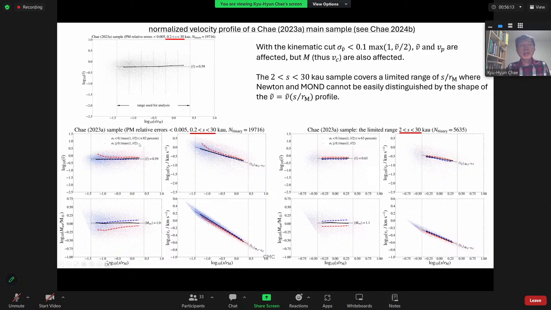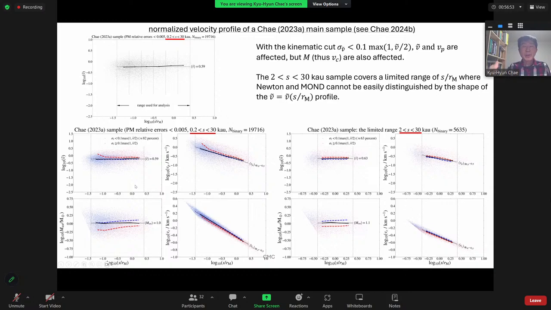So red are not satisfying the kinematic cut, and blue are satisfying the kinematic cut. Then you can see the blue data points satisfying the kinematic cut become flat. So that agrees with what Indranil says, but now you can see here the mass. Initially the mass was flat. So in my sample, the mass didn't change between small separation and large separation, but now the mass increases. So this cut actually creates a biased sample.